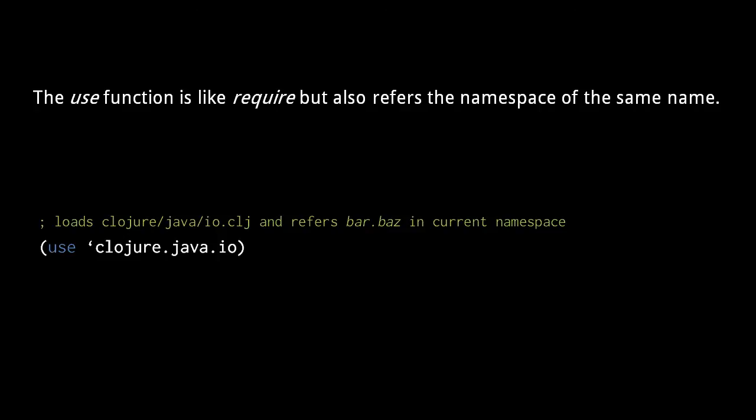The use function is like require, but also refers the required lib's namespace into the current namespace. So this here loads clojure/java/io.clj relative to the Java class path, and then it refers the clojure.java.io namespace.